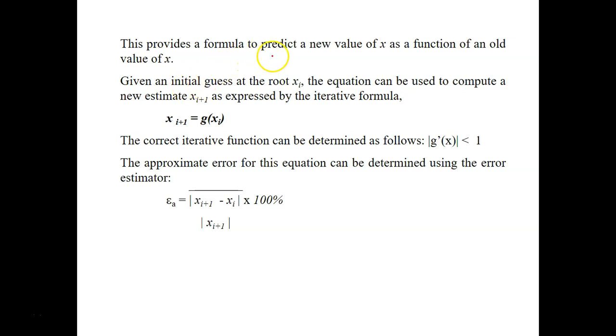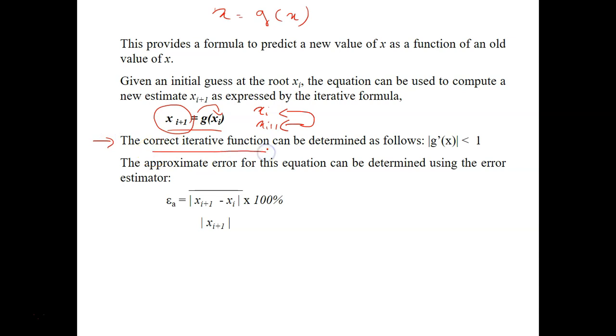These provide a formula to predict a new value of x as a function of an old value of x. Now that you have your equation, x equals g(x), what you want to do is predict a new value of x based on an old value of x. Given an initial guess at the root xi, the equation can be used to compute a new estimate as expressed by the iterative formula. You are calculating a new x based on an old x, because xi is the old x and xi plus 1 is the new x. You will see this later through the example.